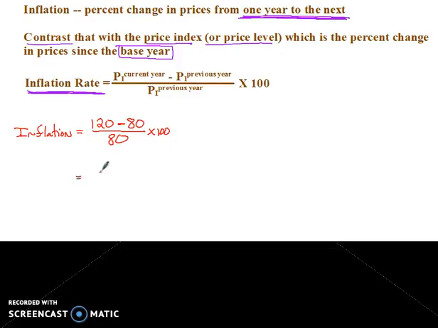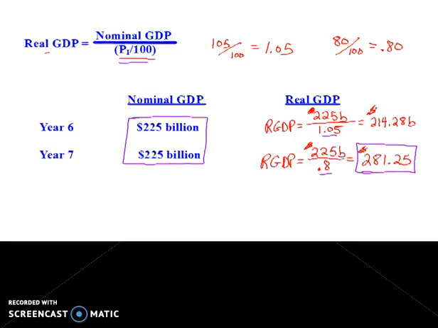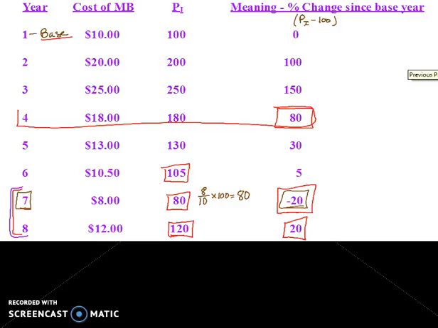And so then inflation would be the change in the price index, which was 40. That's 120 minus 80, divided by the price index the previous year, which was 80. Multiply that by 100, and you get a rate of inflation of 50%. So let's talk about what that 50% number means. That means that from year 7 to year 8, prices went up by 50%. That is the idea of inflation.